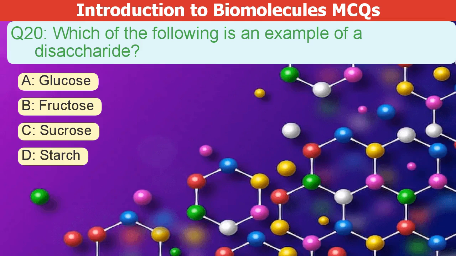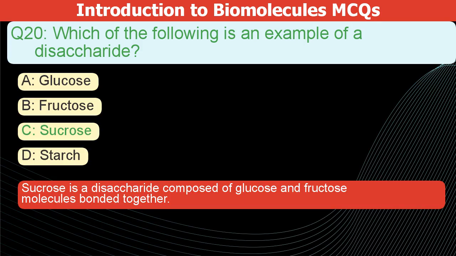Which of the following is an example of a disaccharide? A. Glucose. B. Fructose. C. Sucrose. D. Starch. The correct answer is C. Sucrose is a disaccharide composed of glucose and fructose molecules bonded together.